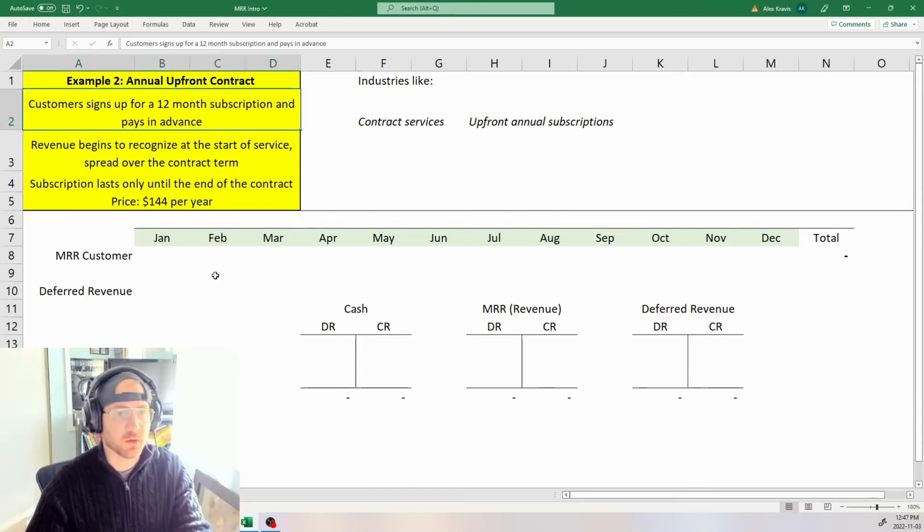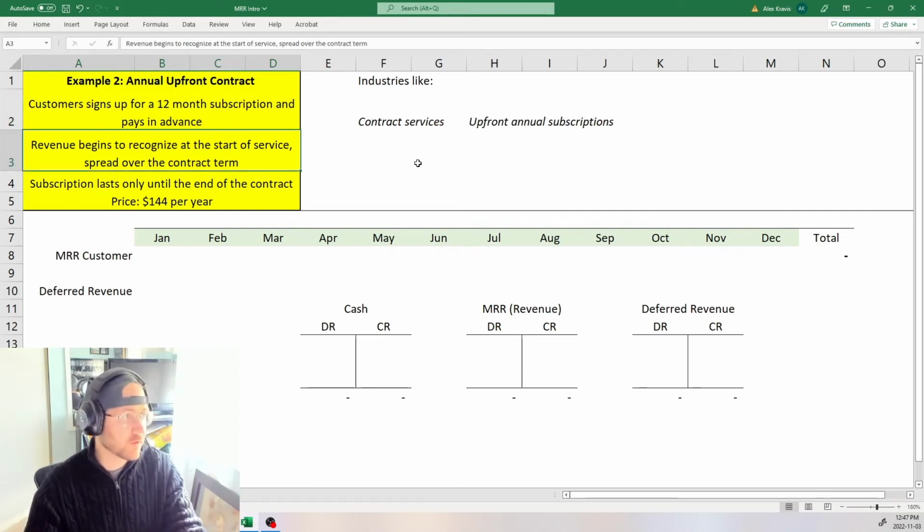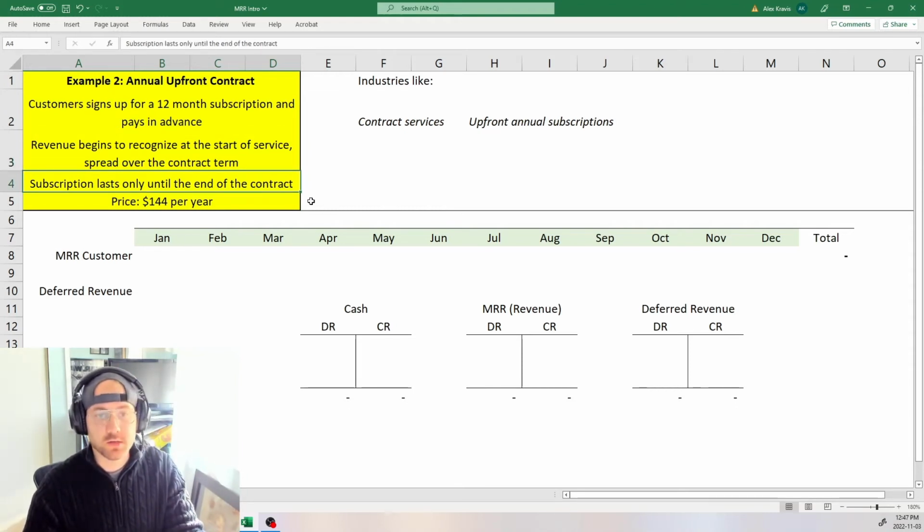So some example pieces here. Customers sign up for a 12-month subscription and pay in advance. Okay, so that's what we're going to say here. Revenue begins to recognize at the start of the service, spread over the contract term. Okay, the subscription lasts only until the end of the contract, so it doesn't necessarily last forever, although they might renew at the end of the contract.